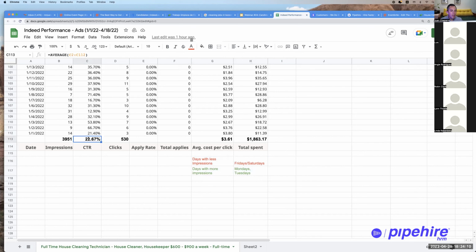I also calculated click-through rate, which all combined was 22.6 total clicks. Apply rate, I have all these at 0. Why? Because I'm redirecting people to my own form. I'm not having them apply through Indeed Apply.